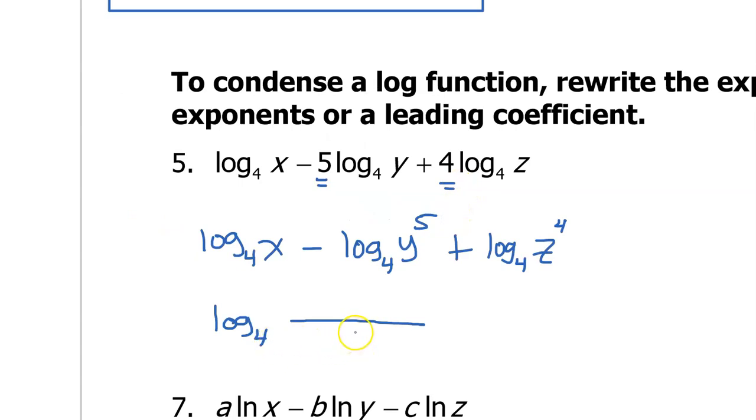All right, so Sophia, what's going to be in the top? X times z to the 4th power. We knew those would be in the top because those come from the 2 positive terms. And of course, what's going to be in the bottom? And then in the bottom, we'll have that y to the 5th. We knew that would be in the bottom because that particular term was negative.